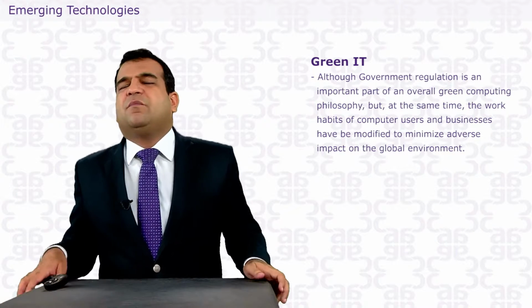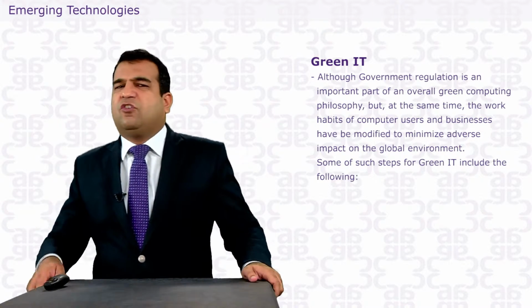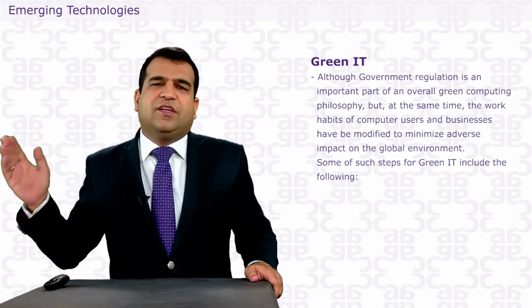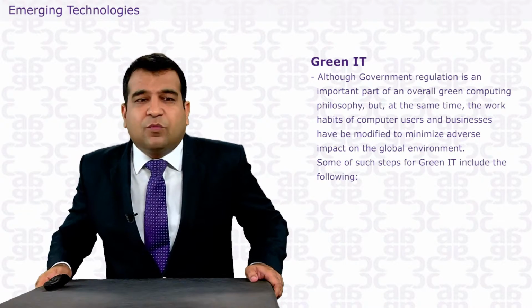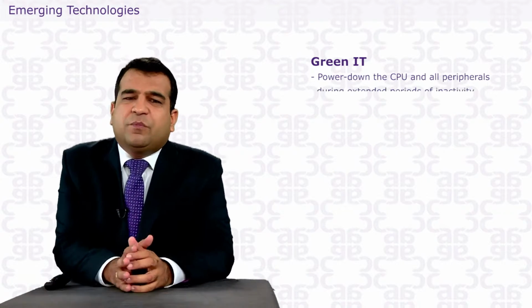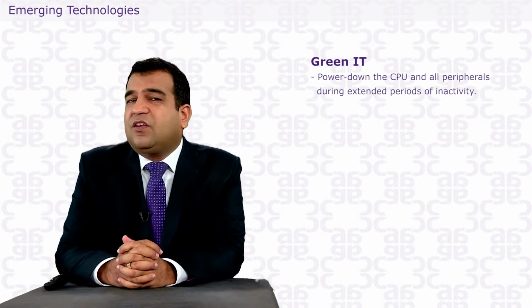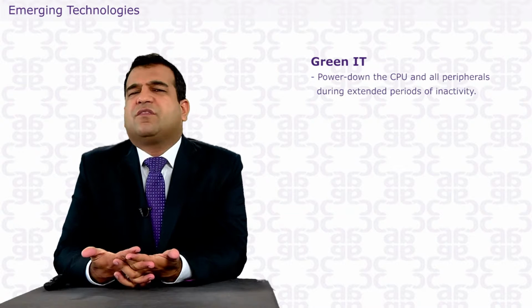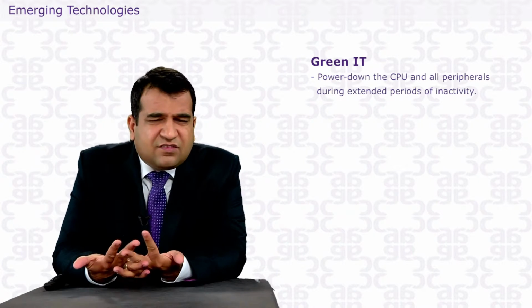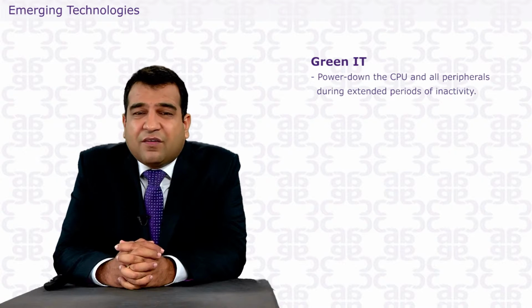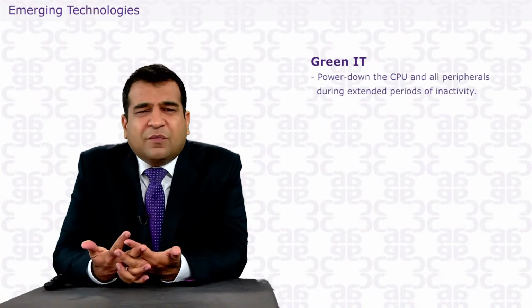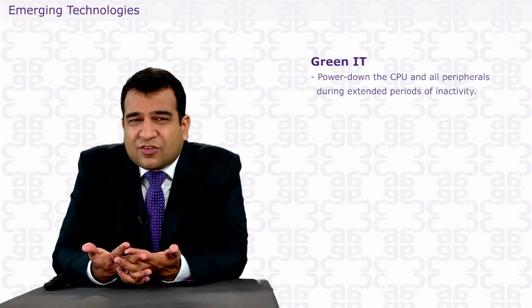Some very simple and basic steps which can be followed by you, by me, and by all the different users of information systems. Simple. Power down the CPU and all peripherals during extended periods of inactivity. We have a habit that even if we are going for lunch for half an hour, the system will always be running. Can you not power it off? You can. The printers would be switched on, and some electricity is always consumed. Can you not switch it off?